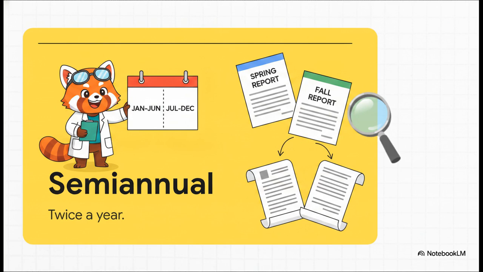Now, what if I told you there's another word that means almost the exact same thing as biannual? Enter the red panda scientist. She releases her reports semi-annually. The prefix SEMI means half. So a semi-annual event happens every half year, which effectively means it happens twice a year. Honestly, semiannual and biannual are practical twins in meaning. So why do we have two words for the exact same thing? Well, because the English language just loves to keep spellers on their toes.